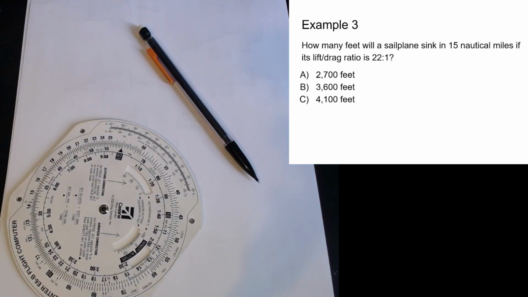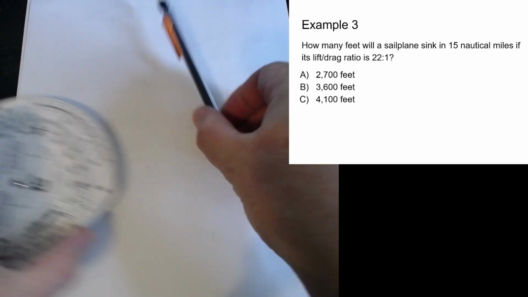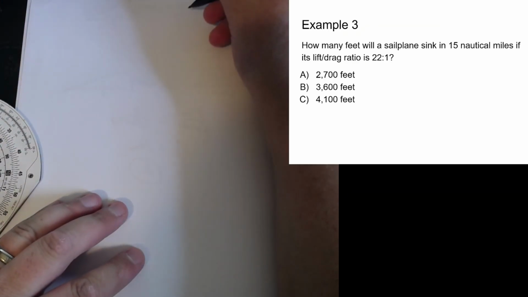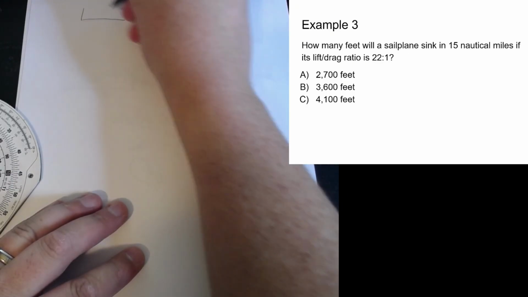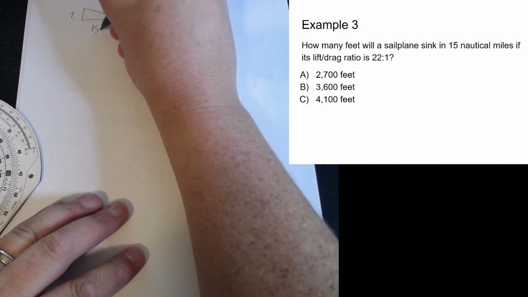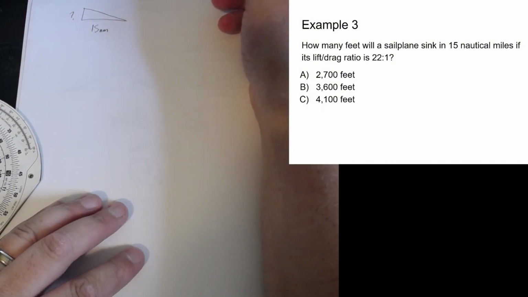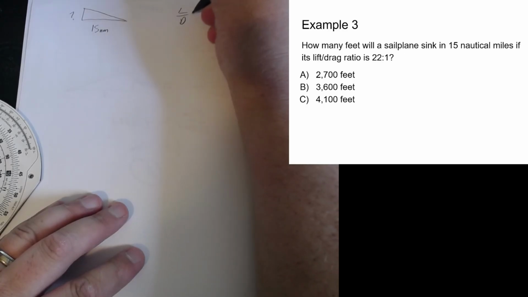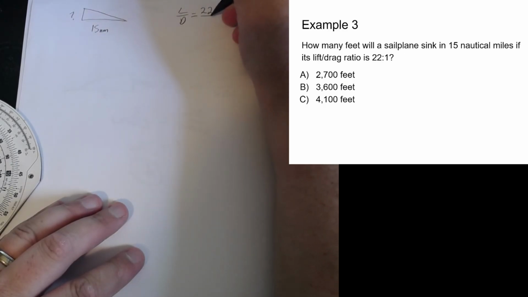Let's look at our last question. Example 3. How many feet will a sailplane sink in 15 nautical miles if its lift to drag ratio is 22 to 1? How many feet will it sink? We don't know how many feet it'll sink, but we do know that we're going to go 15 nautical miles. And we do know that the L over D is equal to 22 to 1.